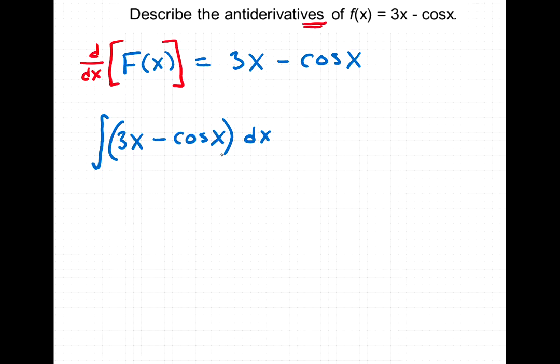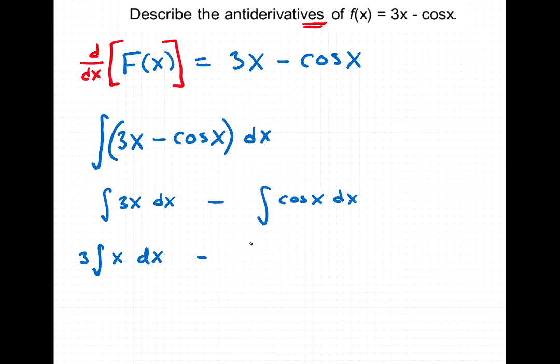Now we could apply some of the rules that we've covered for antiderivatives, and we can split this up. We could say the antiderivative of 3x minus the antiderivative of cosine of x. And we could actually go one step further and bring that 3 out front. So we're looking for the antiderivative of x and the antiderivative of cosine of x.